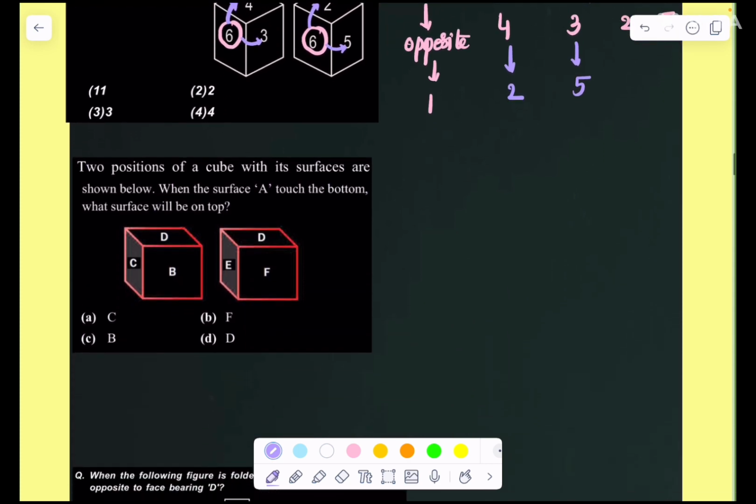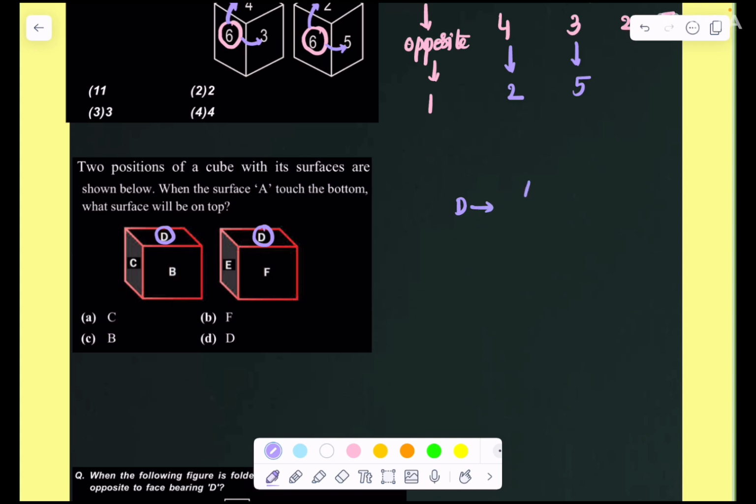Now see one more question here. Two positions of the cube with its surface are shown below. When the surface A touches the bottom, then which surface will be the top? They are asking like that. And see here also, these two dice contain only one common face, right? So D is the common face here. So D I can take, right?